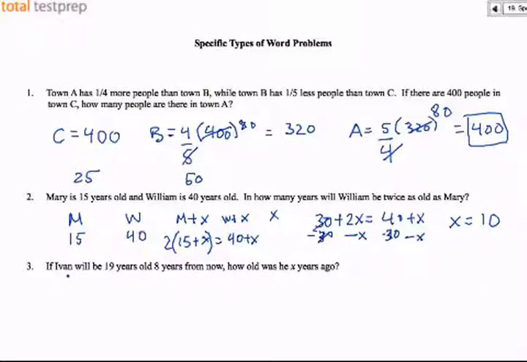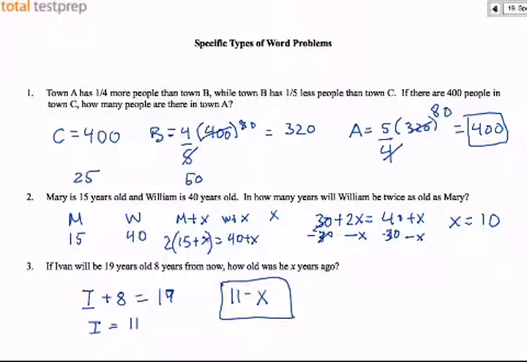Let's try question number 3. If Ivan will be 19 years old 8 years from now, how old was he x years ago? So 8 years from now means you add 8. So Ivan's age now, let's call that I. So I plus 8, that's Ivan 8 years from now, will be 19, which means I is equal to 11. So how old was he x years ago is going to be 11 minus x, because remember, years ago means you subtract this from the age. So x years ago, Ivan was 11 minus x.